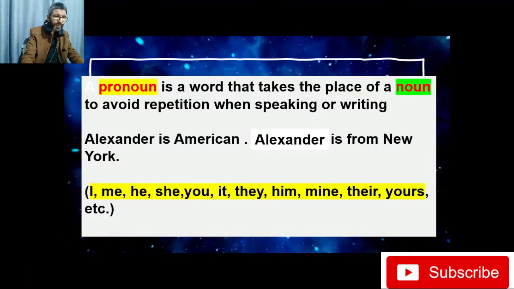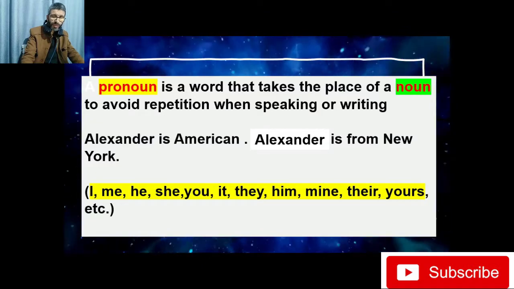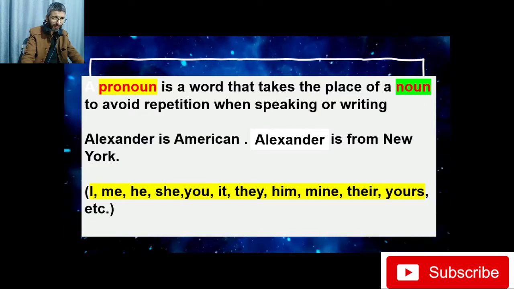The lesson, as you can read in the title, is reflexive pronouns. But first, let's learn what we mean by a pronoun. A pronoun is a word that takes the place of a noun to avoid repetition when speaking or writing.